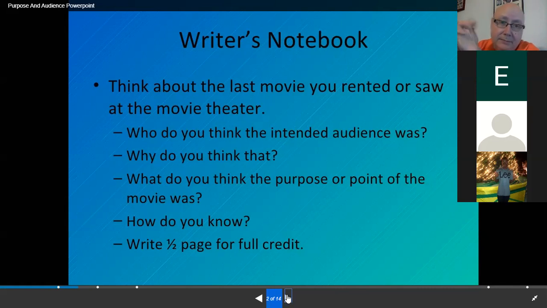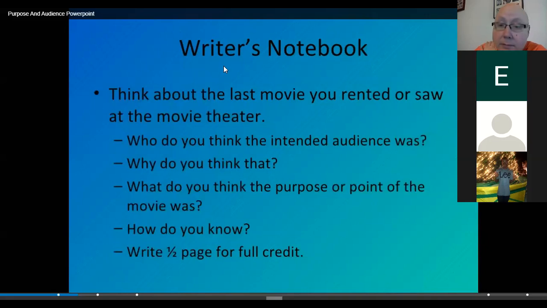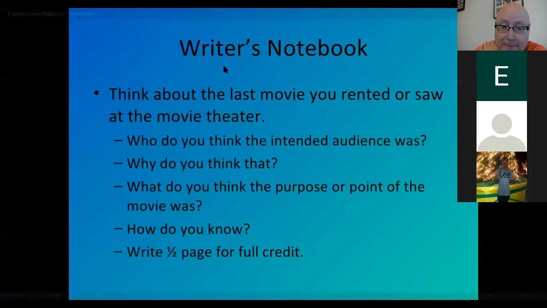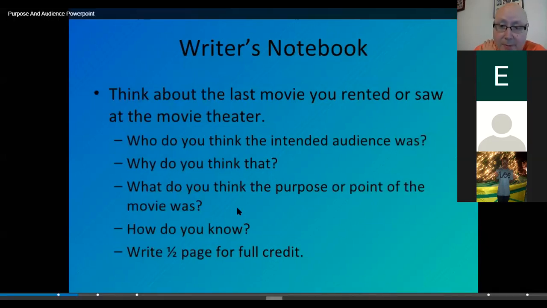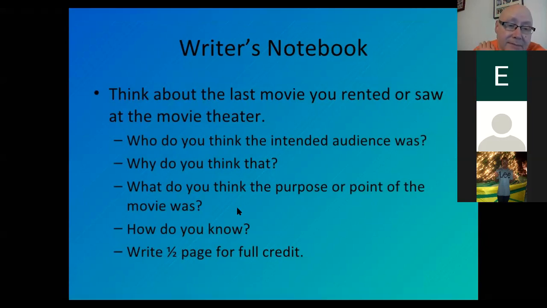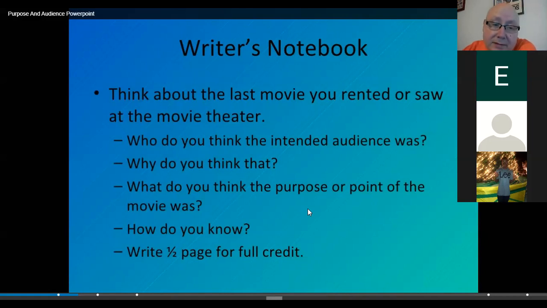Okay. Why do I think that? Because it's rated PG-13, so that means anyone over 13 can go, so they can make more money. The purpose and point of that movie was, well, I mean, really depends on how much you care about Marvel. The point of the movie was to make $1 billion.